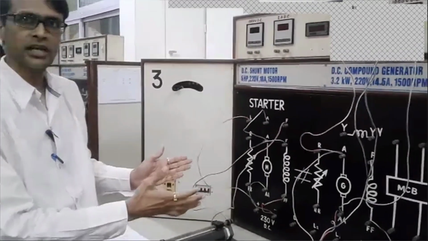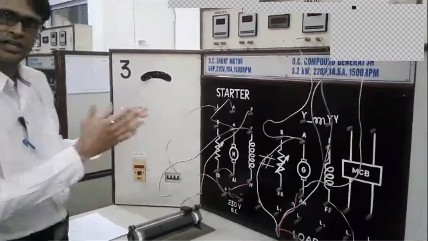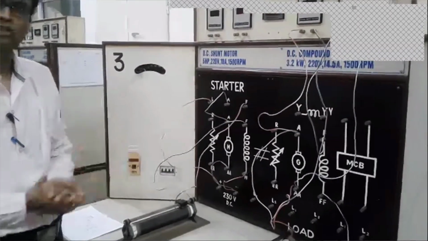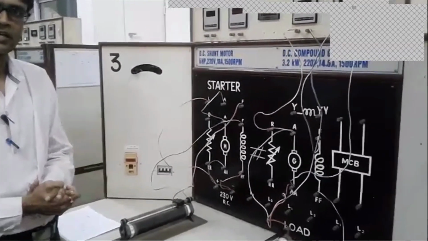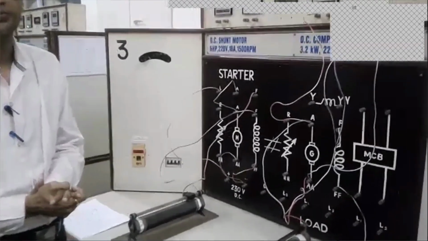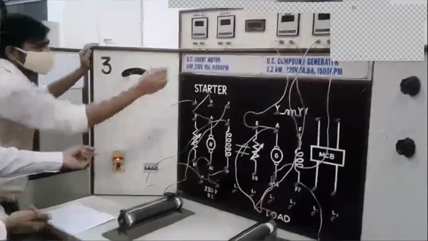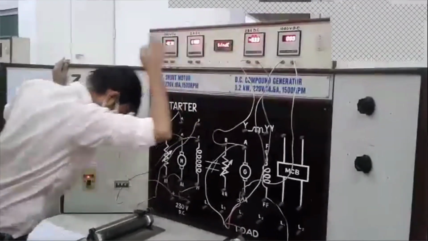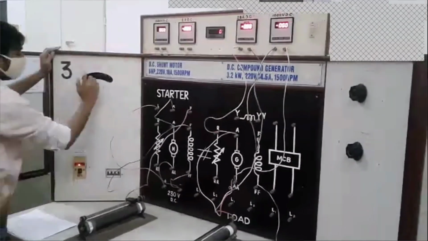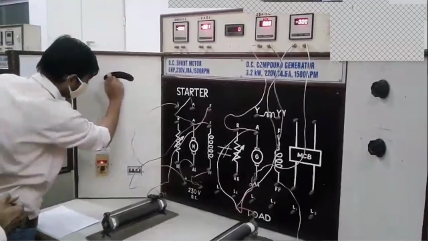After explaining the circuit diagram, now we are taking the readings of this practical, and we can plot the open circuit characteristics of the DC generator. We can start the motor. Here we switch on the DC supply. This is the main power of the meters.